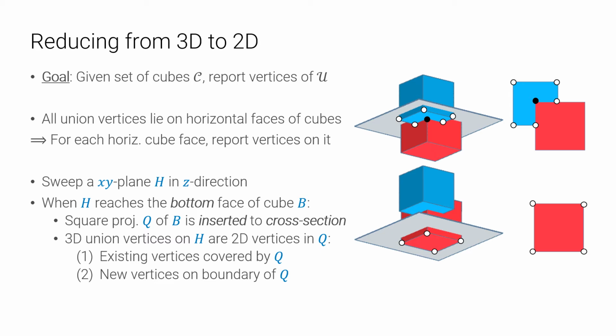In particular, the white vertices are newly created when that blue square was inserted, whereas the only black vertex is an old vertex of the cross section before the insertion, which is no longer a vertex because it is contained and covered by the blue square.